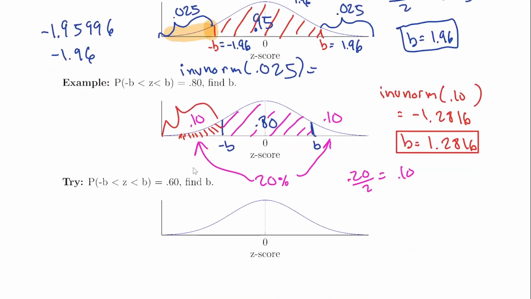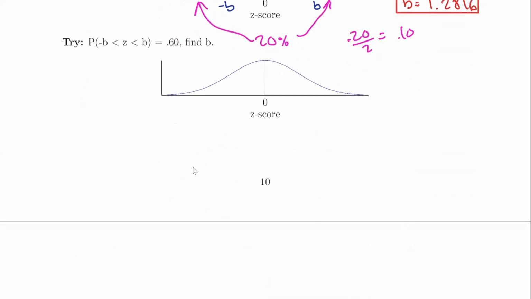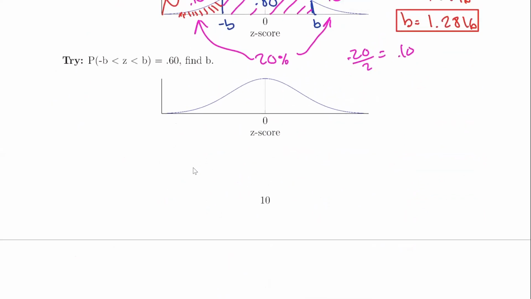All right, so up next, I want you to try this next problem. Find the probability of negative B less than Z less than B, and it should equal 0.60. Take a minute, try doing that. If you want to ask me a question or double check your answer, either put it in the chat or private message me and I'll let you know if you got it correct.